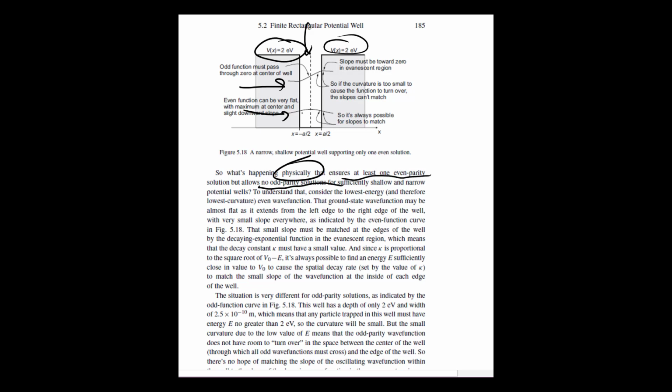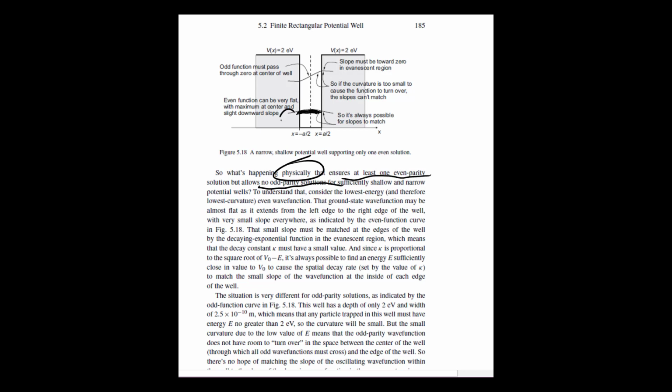But we know that at the boundaries, the slope of the wave function within the well must match the slope of the wave function outside the well. But this well is only 2 eV deep. That means that for a particle to be bound in the well, its energy cannot exceed 2 eV. It's got to have small E. And remember, the curvature is proportional to the energy. So small energy means small curvature. Well, in the even function case, we can have low curvature. It means this is relatively flat in here.